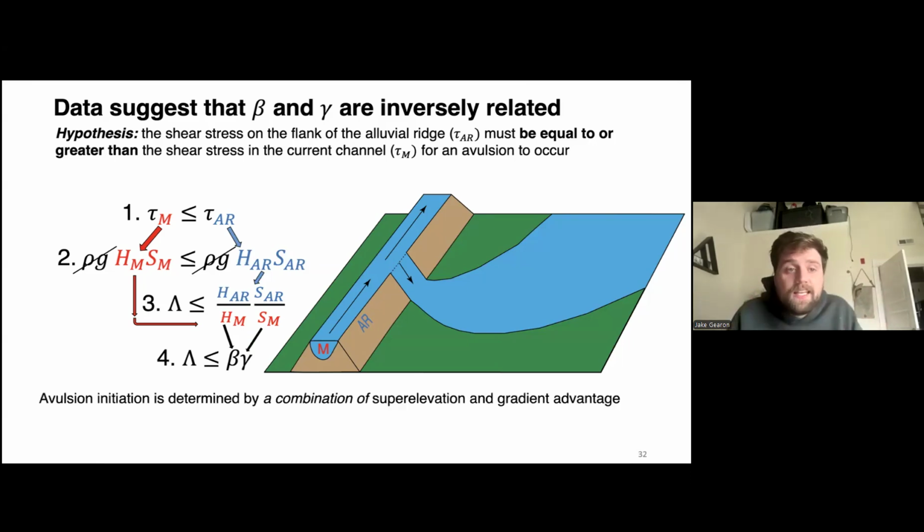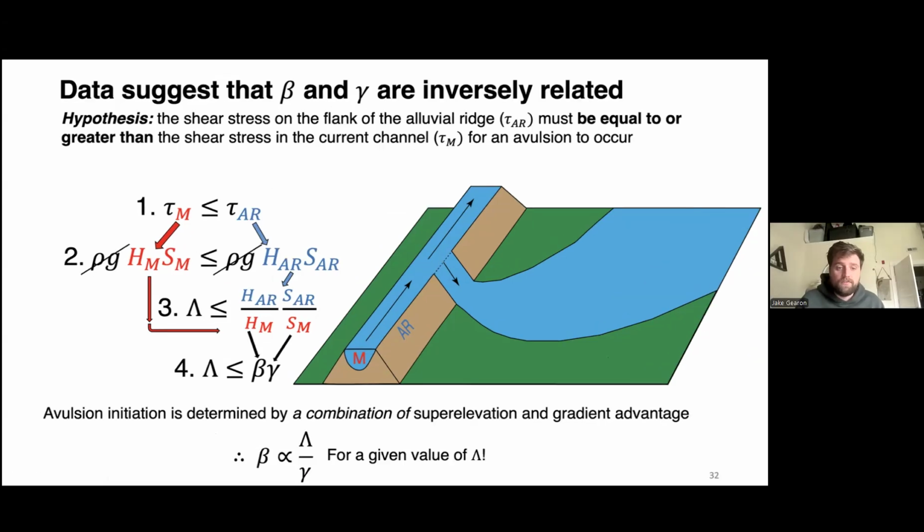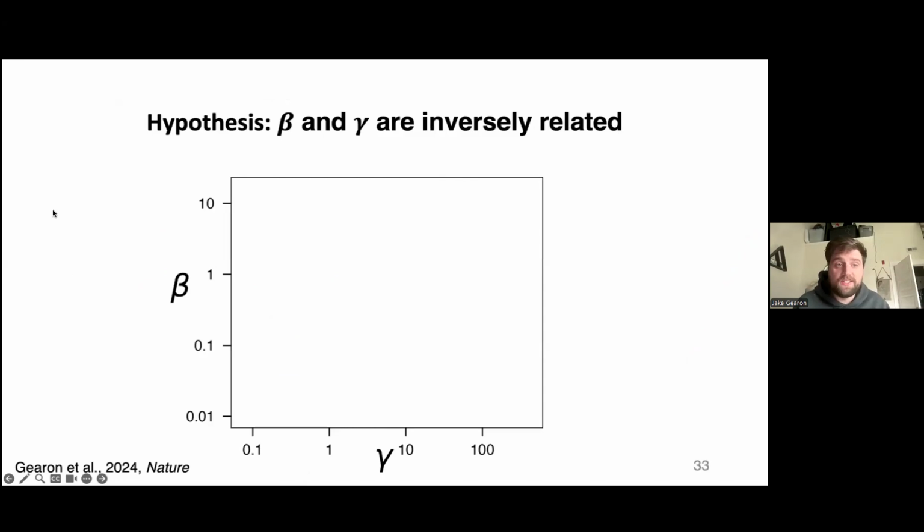Now, what this indicates is that avulsion initiation might be determined not just by super elevation or gradient advantage, but by their combination, by their multiplicative combination. And what that indicates to us is that for a constant value of lambda, we should expect to recover an inverse relationship between beta and gamma, between alluvial ridge superelevation and gradient advantage. And we can actually test that here. So on the y-axis, we have beta, alluvial ridge super elevation.